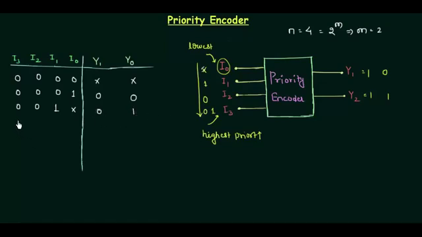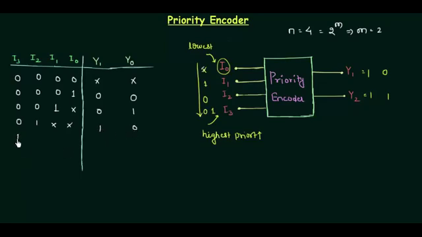Let's move to the next case, in which I3 is 0, I2 is 1. Again, I2 is having the higher priority as compared to I1 and I0. So we don't have to look for the values of I1 and I0 because of the priority of I2, and the output will be 1 0.